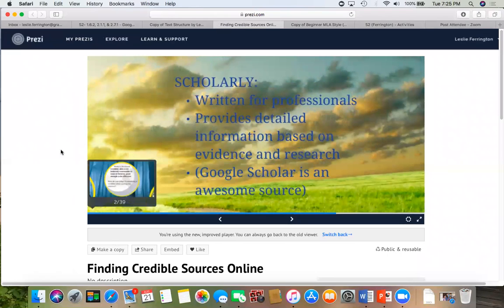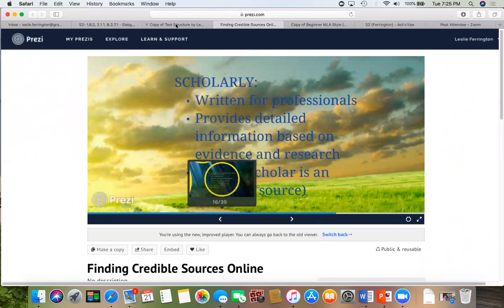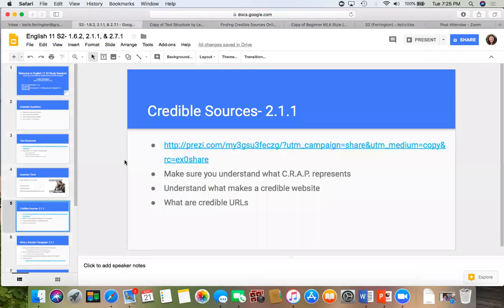This, like I said, is in your actual unit. So if you are going through and looking at 211, you will see this in lesson 2.1, I think, is where that Prezi is. So you want to make sure before you start doing 211 that you understand what CRAP stands for and what it means. You want to understand what makes a website credible. You want to understand what the credible URLs are, which are all things we just talked about. You're more than welcome to go back and look at that. Or when you get the YouTube link to this, you can always go back and watch that little blurb again.